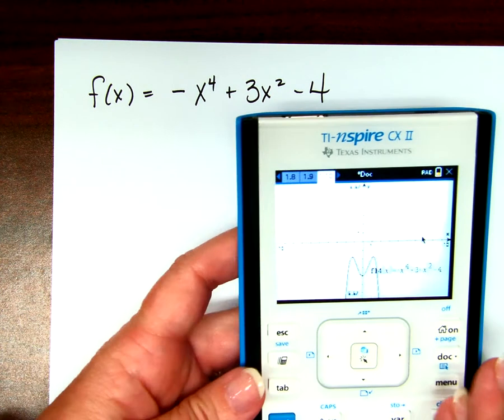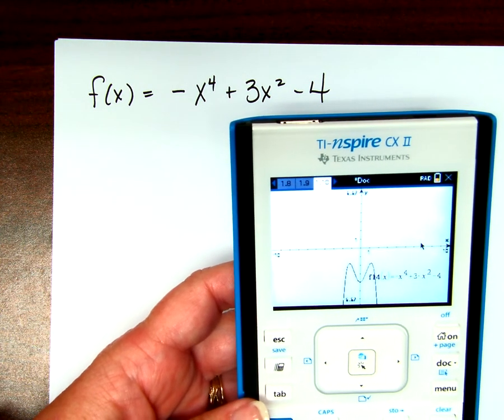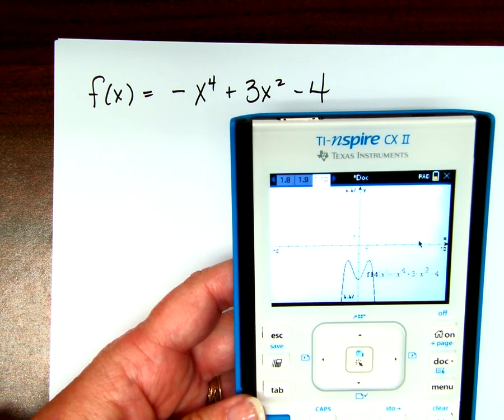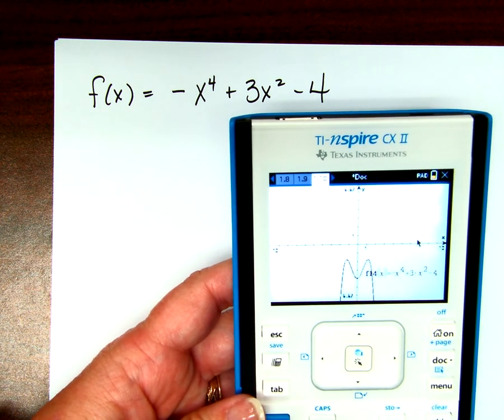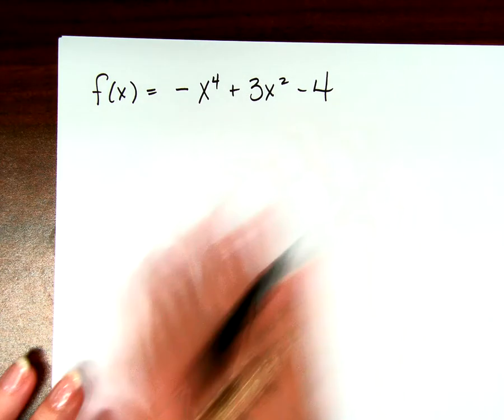So how many am I supposed to have? Yikes. Right? Because it doesn't cross at all. That doesn't help me at all. What else could I do?